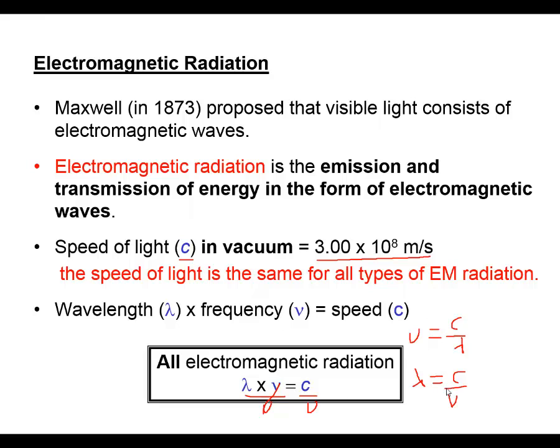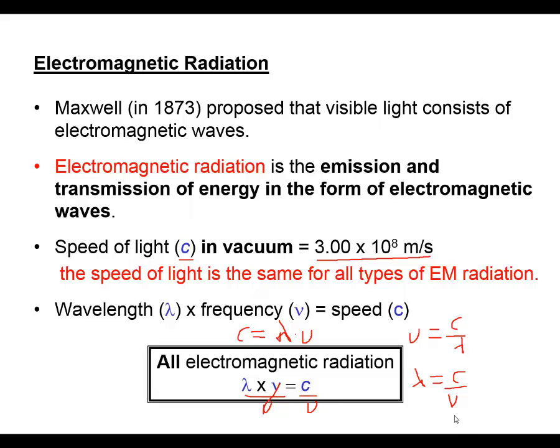Now, you may be expected to use any one of these three equations, so I would recommend that you memorize them. Usually I tell students just to memorize that the speed of light is equal to wavelength times frequency, and then, with their algebra, be able to solve for the unknown variable, either frequency or wavelength, when given wavelength or frequency.